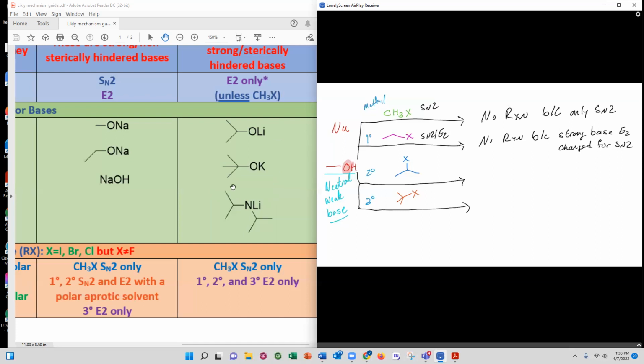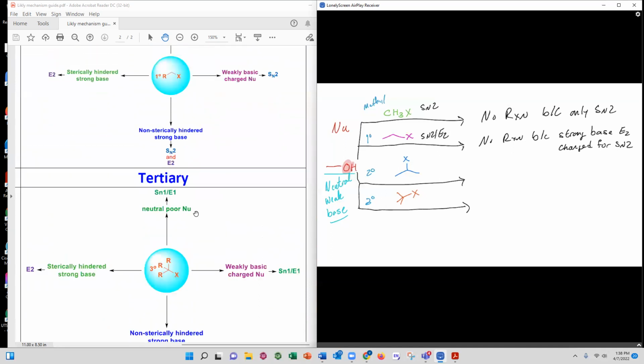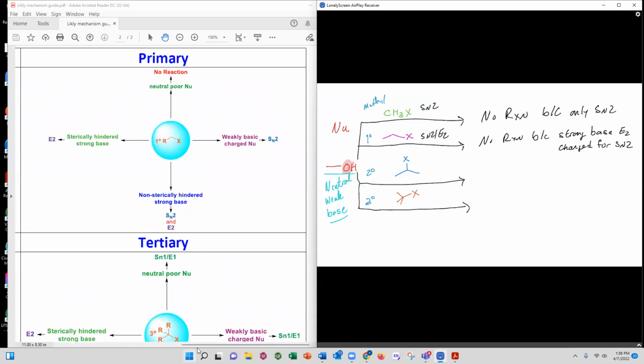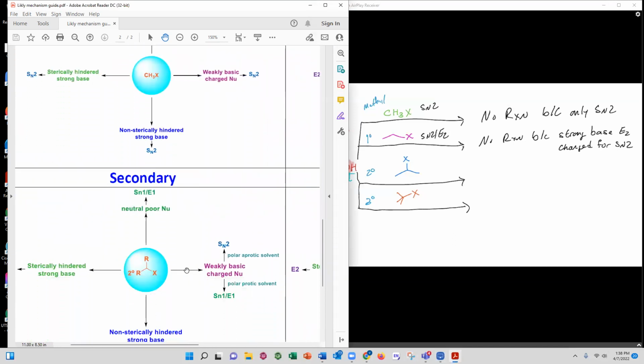Now we're going to take a look at our secondary substrate. So again, we're going to go back down here and look at our secondary substrates, which are here. What I can see is that secondary substrates, if I have a neutral poor nucleophile, can undergo SN1 and E1. So check, I can form an SN1 product and an E1 product.